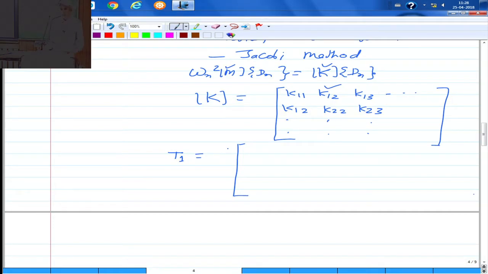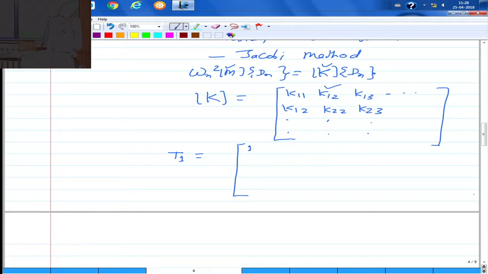If you take this transformation matrix to be the identity matrix, then if you multiply T1 transpose K into T1, you are going to get the same K matrix. There is no effect of that transformation as far as K is concerned. So the starting point is the diagonal matrix, but since we want to make this 0, in the transformation matrix we appropriately introduce off diagonal elements.